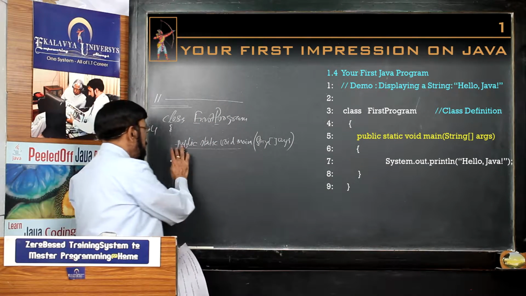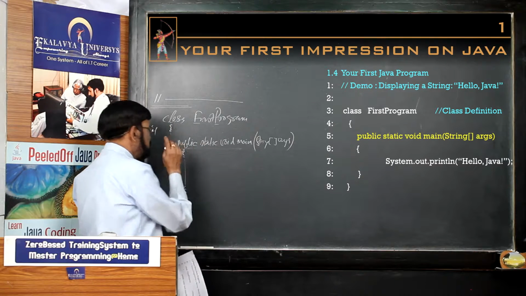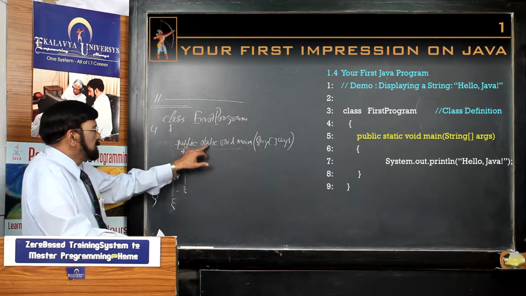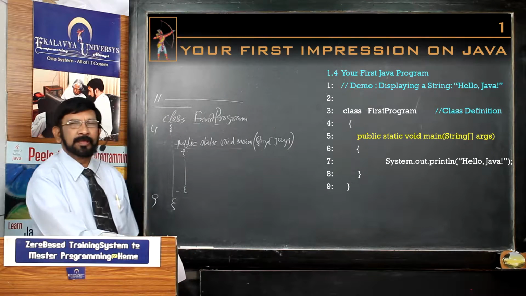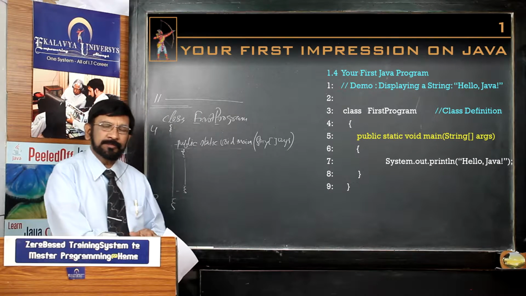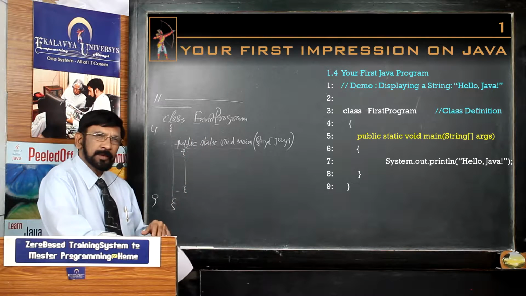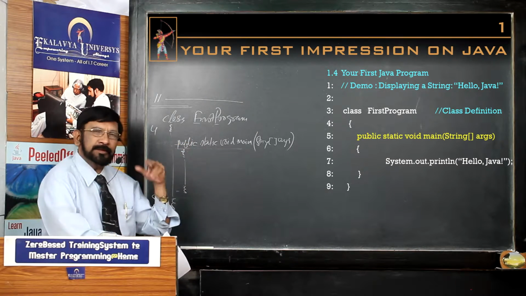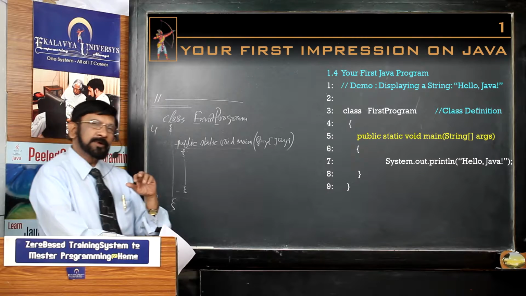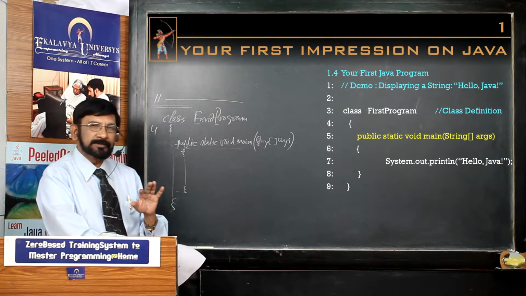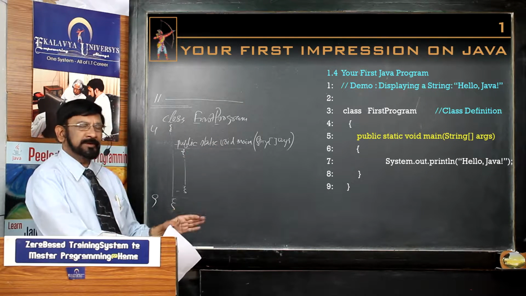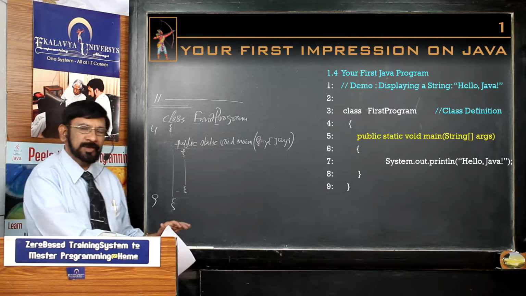So, before the main method, three keywords are there: public, static, void. Briefly, I will explain about them. You must have some knowledge of them, but you may not understand fully, because in order to understand their meaning and purpose, you have to understand many other elements. That's why, to the extent you can understand, only that extent I will explain.